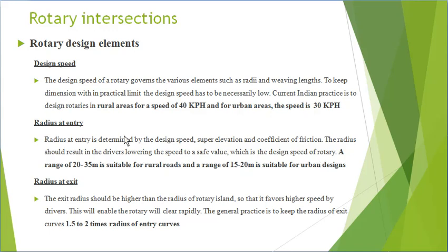We fix this value in order to have safe travel for the drivers. If we keep the radius at entry at 20 to 35 meter in rural roads, the driver can travel through the intersection at the design speed, such that we are designing the rotary intersection. If the radius is fixed at this value, the driver can move at design speed.